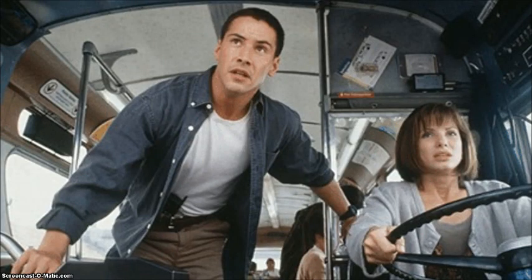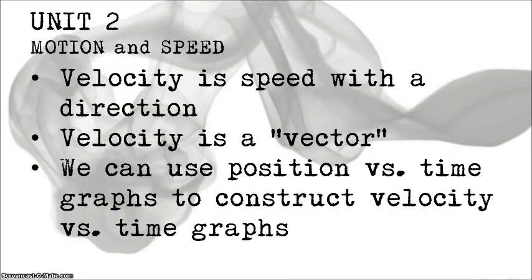Now that's a lot of information all about speed and velocity, but hopefully you'll be able to take from this that velocity is a speed with a direction and that velocity is a vector, and vector means that it has a direction. Now we can use position versus time graphs to construct velocity versus time graphs and vice versa, and hopefully you'll be practicing that on all the homeworks.